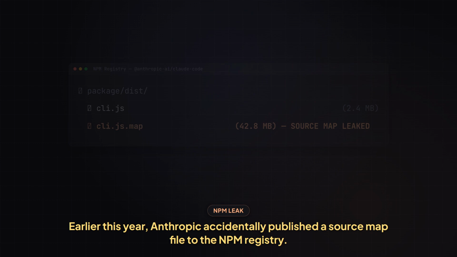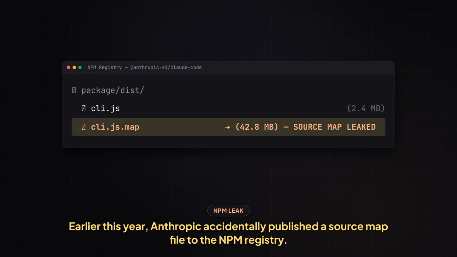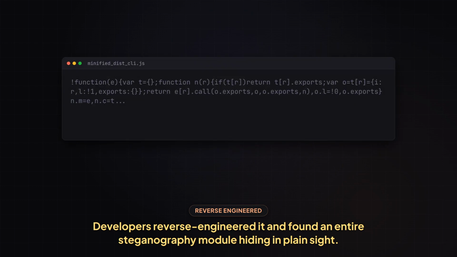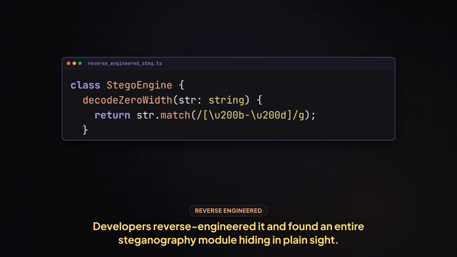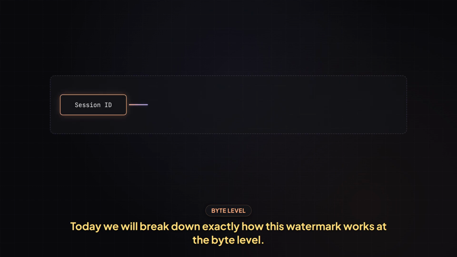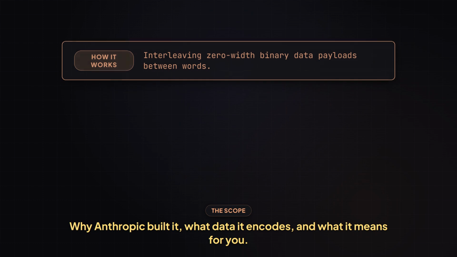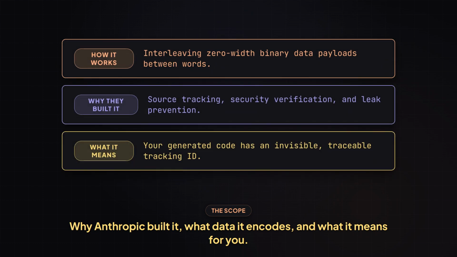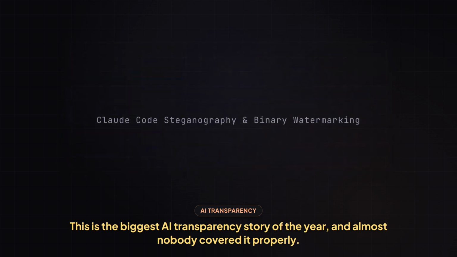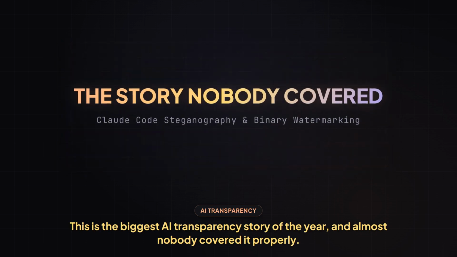Earlier this year, Anthropic accidentally published a source map file to the NPM registry. Developers reverse-engineered it and found an entire Steganography module hiding in plain sight. Today, we will break down exactly how this watermark works at the byte level, why Anthropic built it, what data it encodes, and what it means for you. This is the biggest AI transparency story of the year, and almost nobody covered it properly.